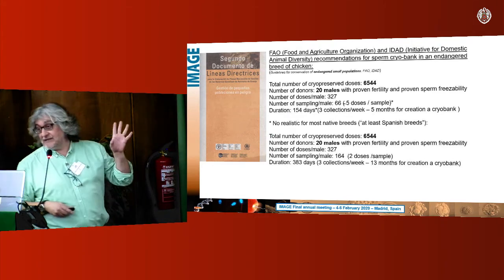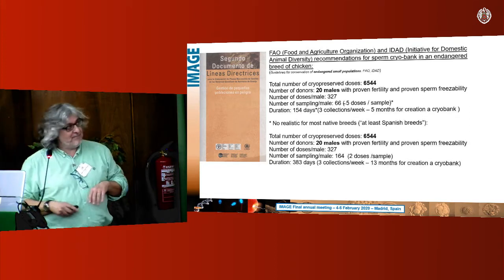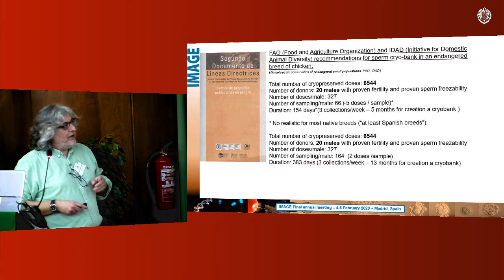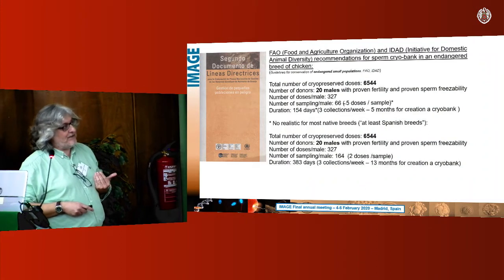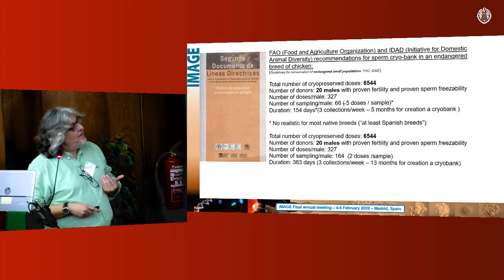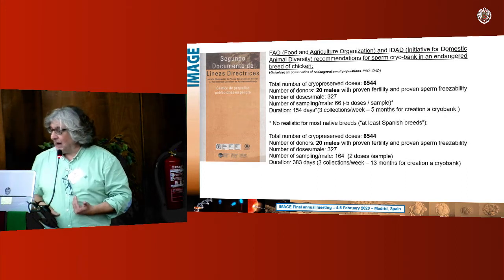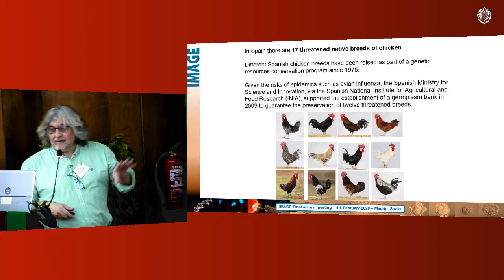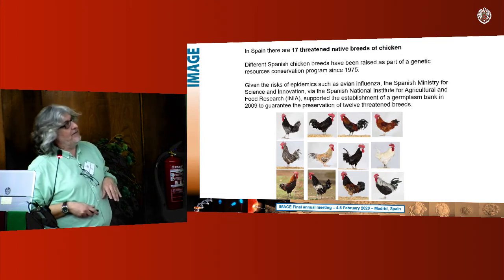Well, it's not realistic for most native breeds, except for some Spanish breeds, because we usually get only 2 doses per sample. So we need about 164 samples per rooster, and we need more than 1 year for the creation of a cryobank. We have made a cryobank with different Spanish chicken breeds.